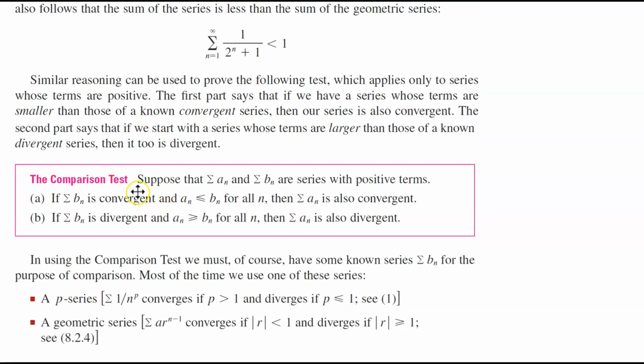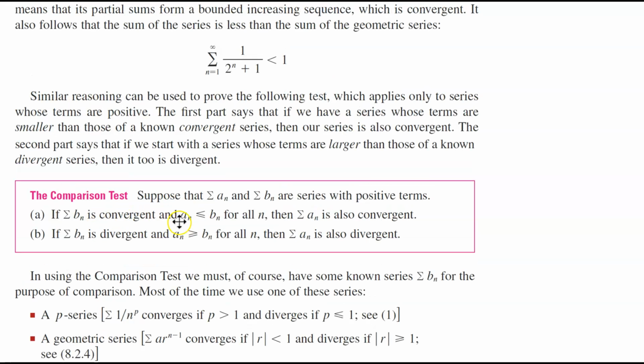So using the comparison test, these two series are series with positive terms. Again, if this series is convergent and we see that this series is less than or equal to the second series for all n, then we can say that this series is also convergent, and likewise with the divergence.